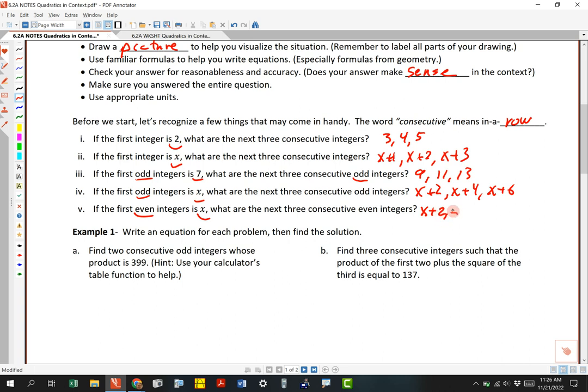It's x plus 2, x plus 4, x plus 6. X plus 3, right? It's exactly the same. Wait, then why? Because say x was like 2. When you add 3, you get an odd number. Yeah. So you have to add 2 and 4 and 6.